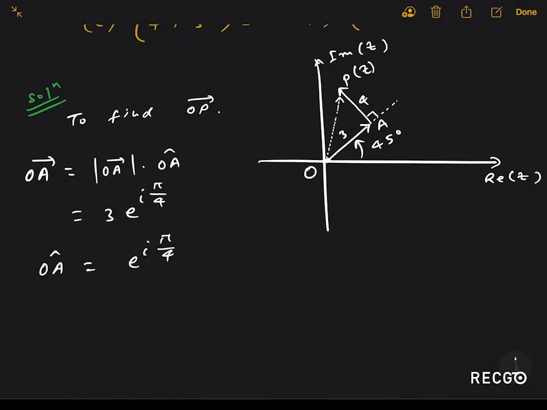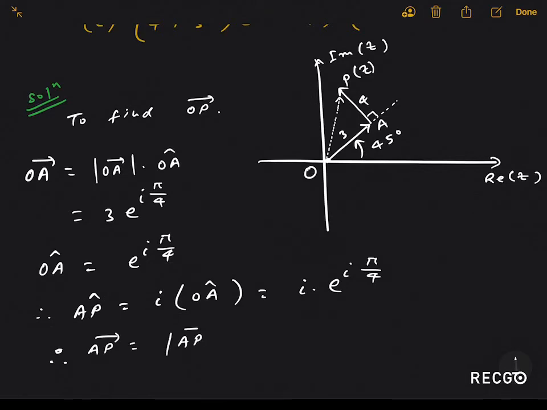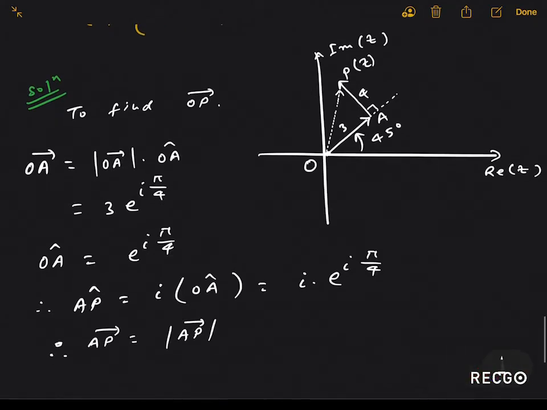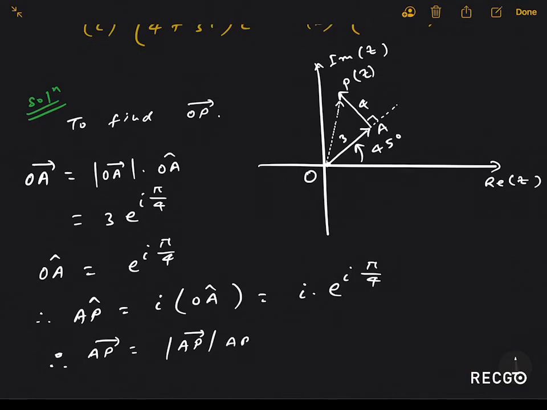Now the unit vector in the direction of the AP vector can be obtained just by multiplying the unit vector in the direction of the OA vector by the complex number iota. So the unit vector in the direction of OA vector is e to the power iota pi by 4. Multiplying it with iota, we get the unit vector in the direction of the AP vector. Therefore AP vector is equal to the modulus of AP vector multiplied by AP cap, which is equal to 4 into iota e to the power iota pi by 4, which is 4 iota into e to the power iota pi by 4.